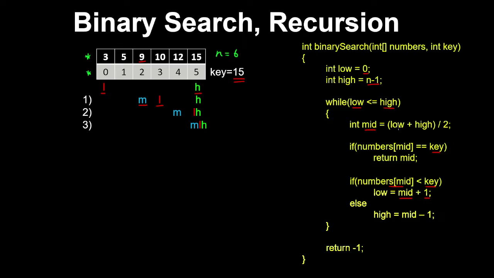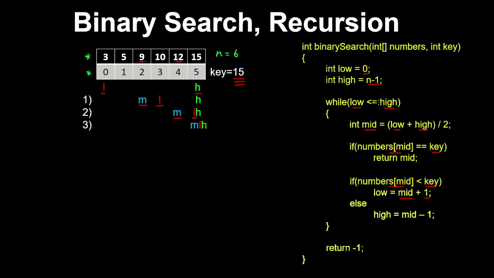So in the next iteration, we have mid is equal to low plus high, which is 3 plus 5 is 8, divided by 2 gives 4. And then the number at this index, being 12, is not equal to the key. So we go to the next if statement. And here, the number 12 is again less than the key. So the low index is set to the middle index plus 1. So that will be 4 plus 1 is 5.